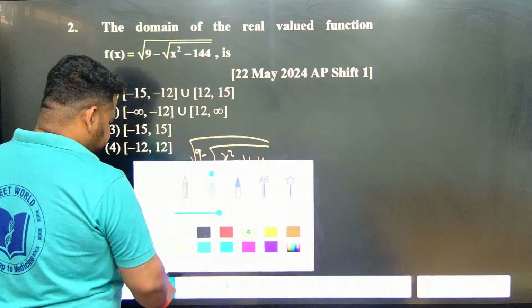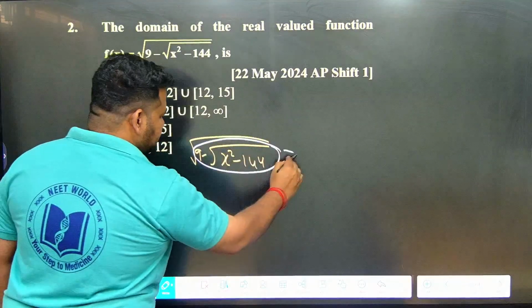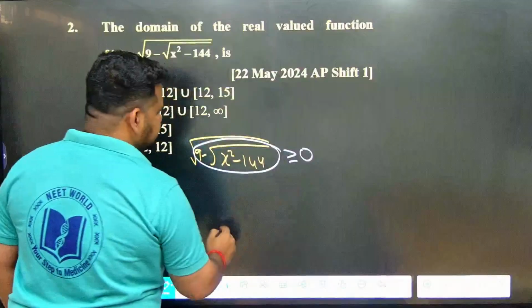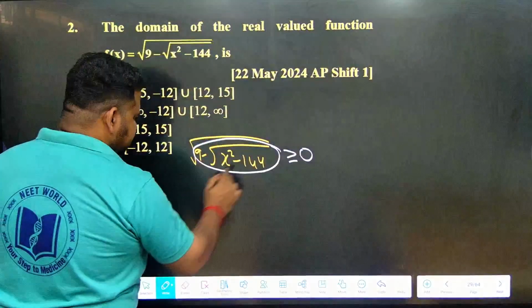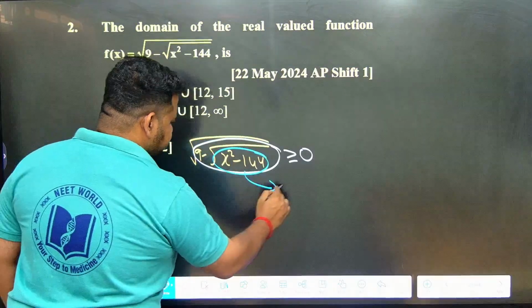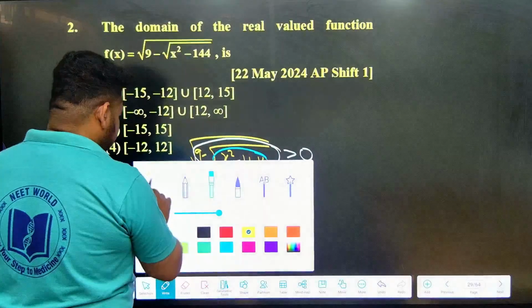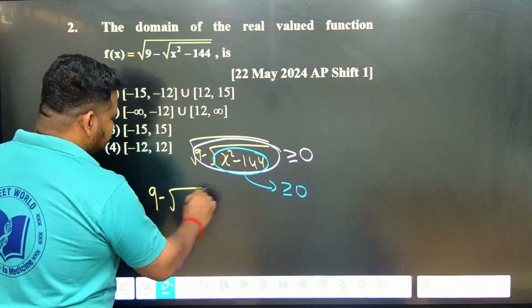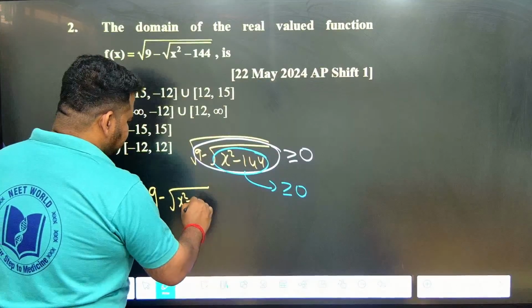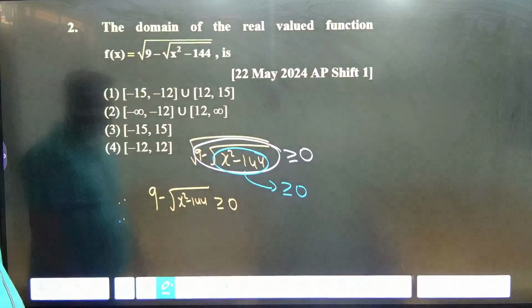Let us take the first thing. Let us take this entire thing as one function. This will be greater than or equal to 0. Then we will take this other function embedded here, which should also be greater than or equal to 0. Let us take it one by one, friends. First, 9 minus square root of x square minus 144 is greater than or equal to 0.